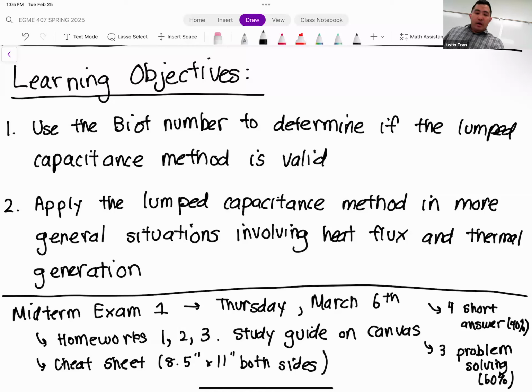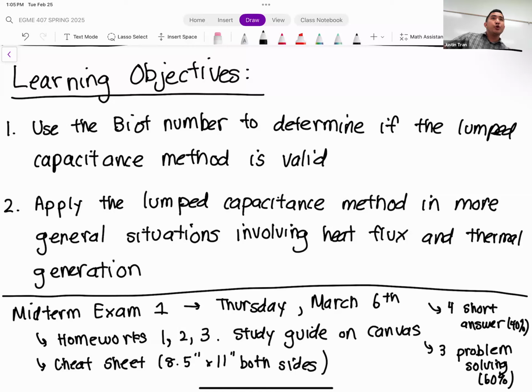Another announcement: I realized that I forgot to change the due date on homework 3. Someone pointed it out before the class. The PDF of homework 3 says it's due this Sunday, March 2nd, but on Canvas I left the due date as the 28th, so I need to change that. The due date is this Sunday, March 2nd.